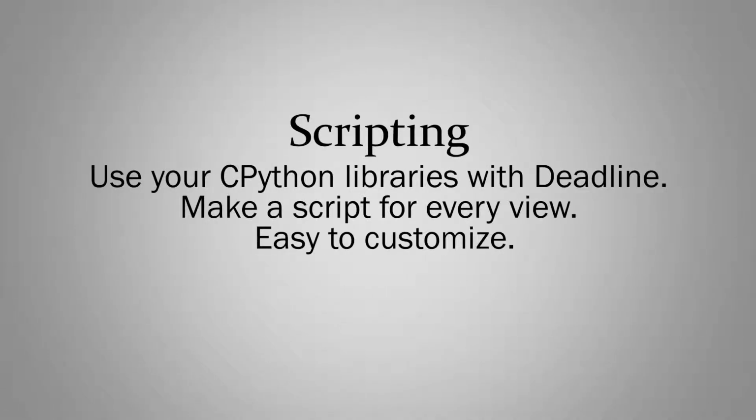Something else that we've added in Deadline 6 is really a lot of changes to our scripting. So for, again, veterans of Deadline, we used to use a .NET implementation of Python called IronPython. And while that was great, the only thing that we had issue with was we couldn't use CPython libraries, so native libraries within Python, and that was sort of an issue for a lot of people.